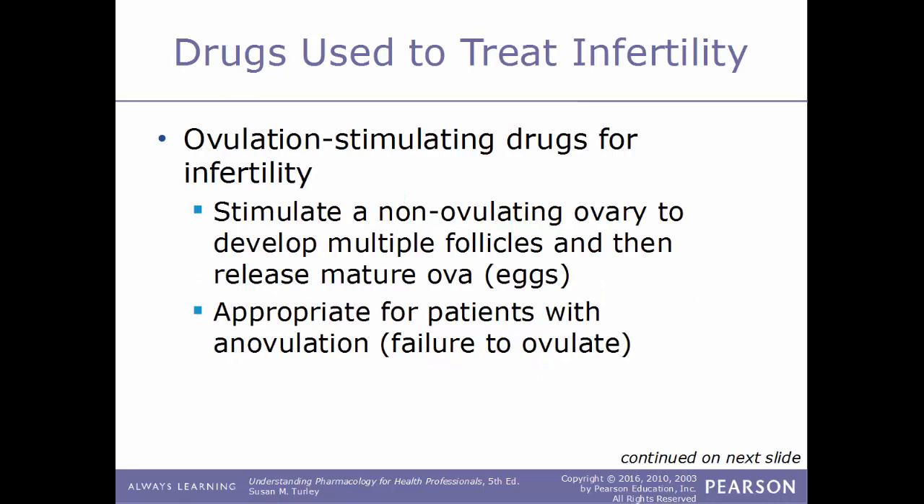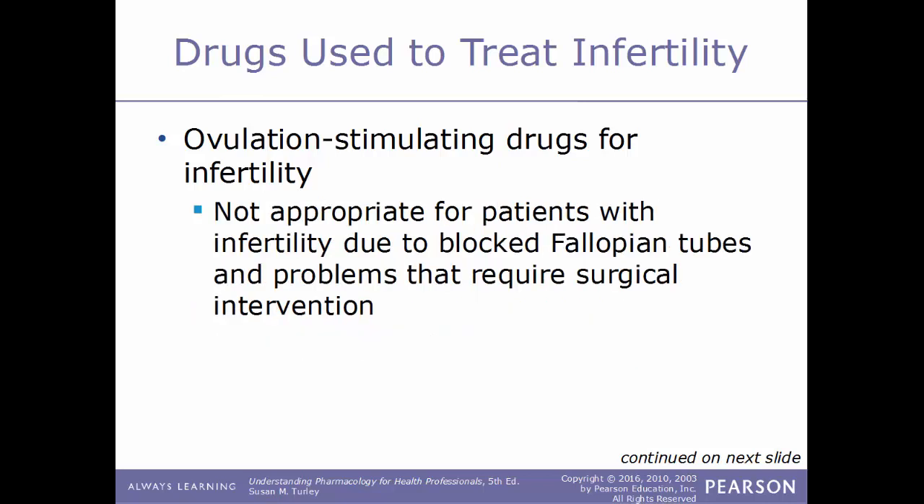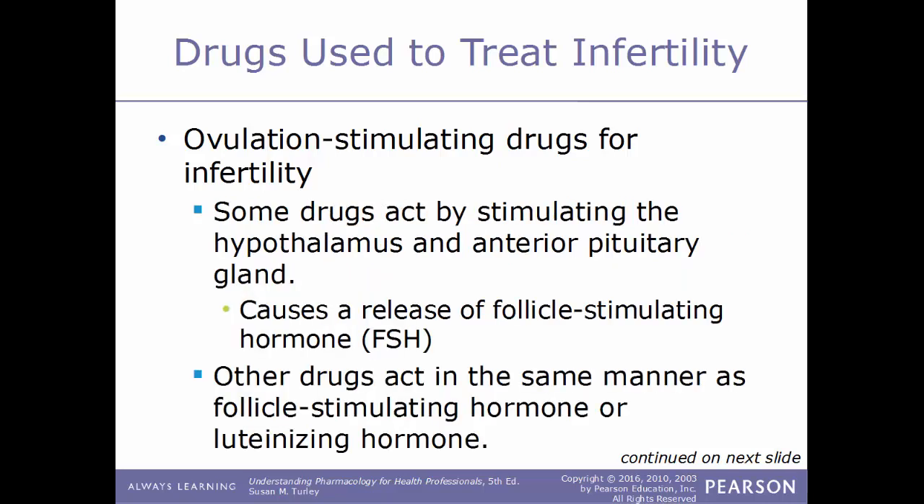Alright, the first kind of drugs we'll talk about are the ovulation-stimulating drugs. These will stimulate a non-ovulating ovary to develop multiple follicles and then release mature eggs. Now, this is appropriate for patients with anovulation, which is a failure to ovulate. Now, this is not appropriate for patients with infertility due to a blocked fallopian tube or problems that require a surgical intervention. Now, some of these drugs will act by stimulating the hypothalamus and the anterior lobe of the pituitary gland. This will cause a release of FSH, follicle-stimulating hormone. And other drugs act in the same manner as FSH or luteinizing hormone.